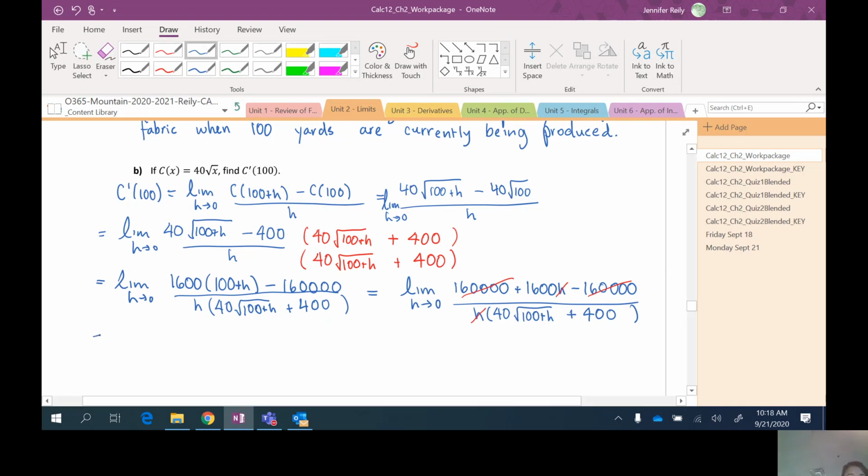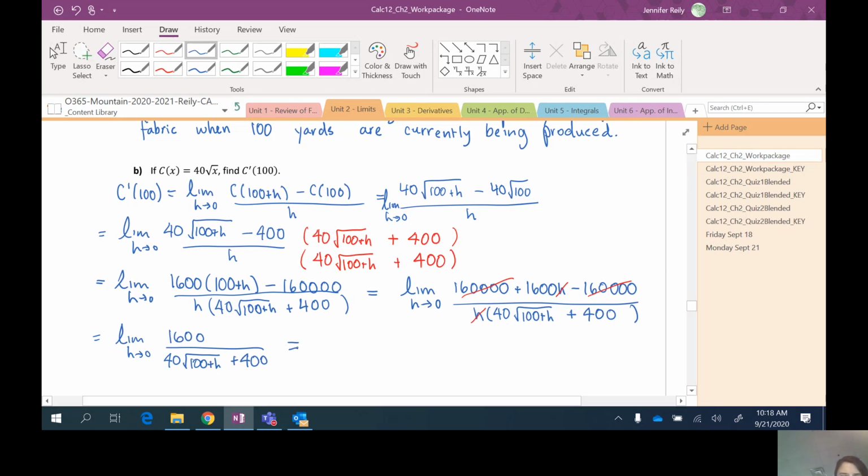So now I can write my limit. The limit as h goes to 0. On the top I have 1600, and on the bottom I have 40 root 100 plus h plus 400. And so I can plug in h equals 0 now because it is defined at that point.